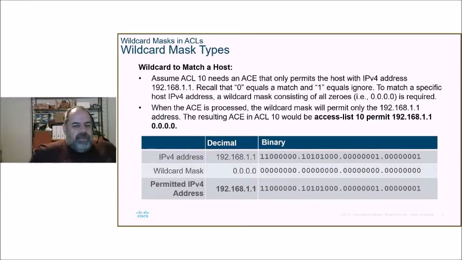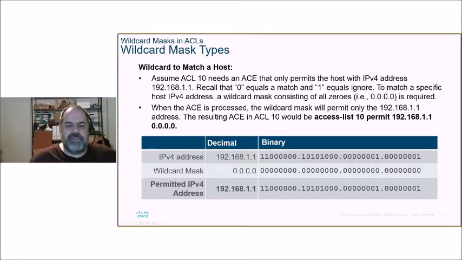How do we get a wildcard to match a host? I think the first example was actually that. Assume ACL 10 needs an access control list that only permits the host with the IPv4 address 192.168.1.1. Of course, 0 is a match and 1 is an ignore. To match a specific host address, you would have all zeros, so quad 0, or 32 zeros in actual fact. When the access control entry is processed, the wildcard mask will permit only that host.